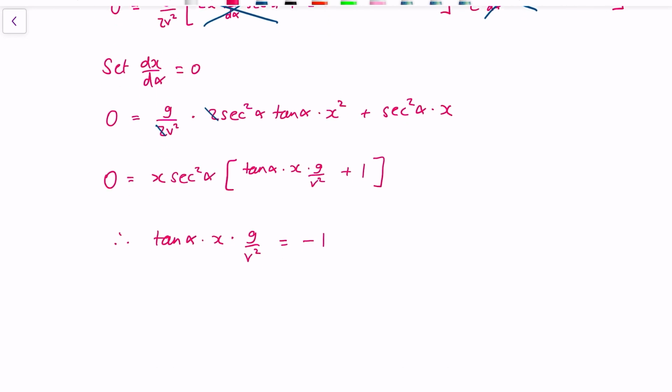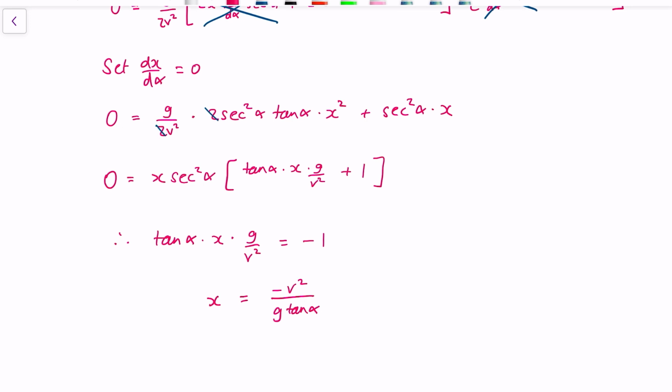Setting that bracket equal to 0, and then remember we're trying to find the maximum x, so let's make x the subject of that. We've got x equals minus v squared over g tan alpha. So that tells us what the maximum value of x is, assuming it's a maximum. I haven't actually proven that. I really don't want to differentiate that thing again.